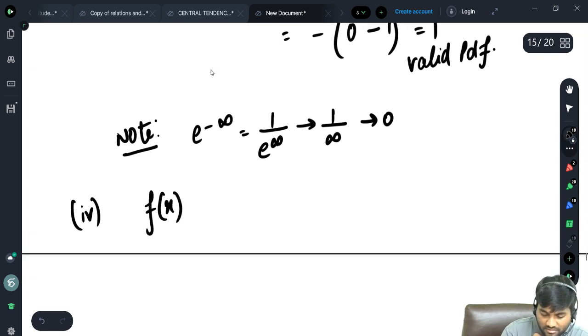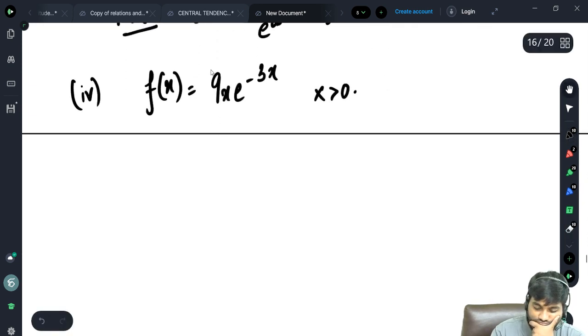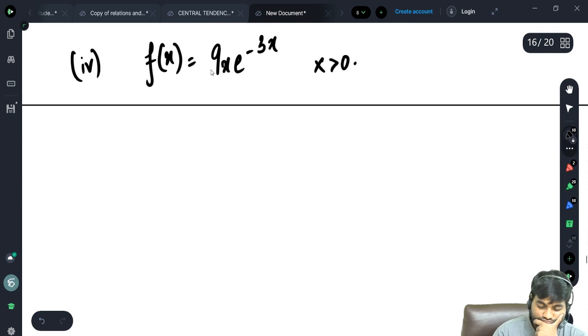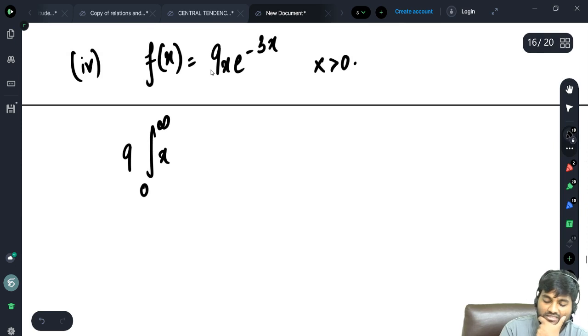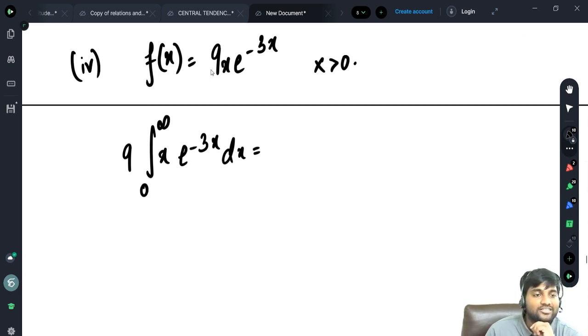Now f(x) is equal to 9x e to the power minus 3x, x is greater than 0. So now we'll apply the ILATE rule. Integration 0 to infinity 9x e to the power minus 3x. Now solve this: u integration v dx minus integration of d/dx of u into integration v dx, whole dx.